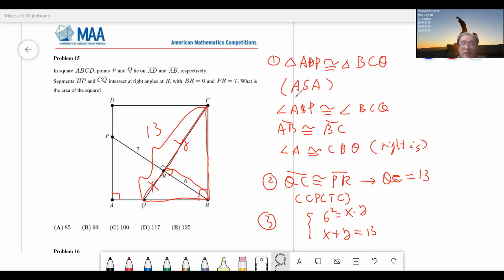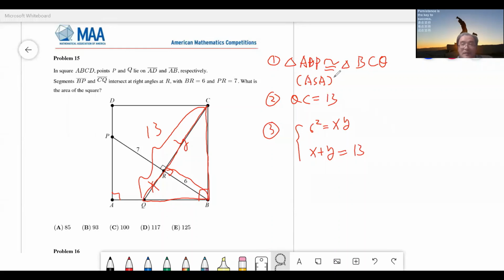Okay, let me clean the board. We just showed the two triangles are congruent, ABP congruent to BCQ by ASA, and found QC equals 13. Then by the geometric mean theorem, 6 squared equals x times y. And we already know x plus y equals QC equals 13. Then we just need to solve this equation system. There are various ways to do it. One is the product of two numbers, the other is a sum.